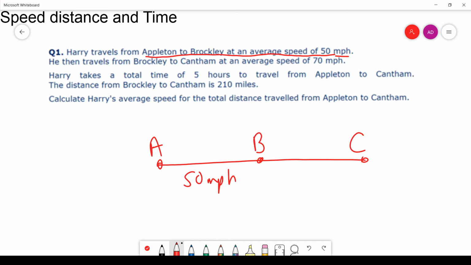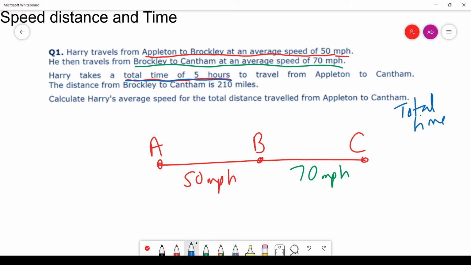He then travels from Brockley to Canton at an average speed of 70 miles an hour. So this bit here, from Brockley to Canton, 70 mph. Harry takes a total time of 5 hours. Total time for the journey is 5 hours. So from A to C, that's the total time. Let me just write that down somewhere. Total time to travel from Appleton to Canton.